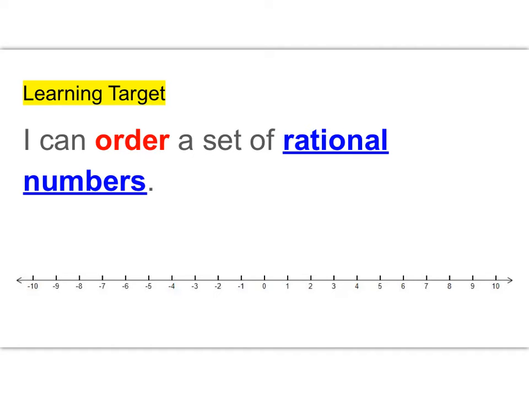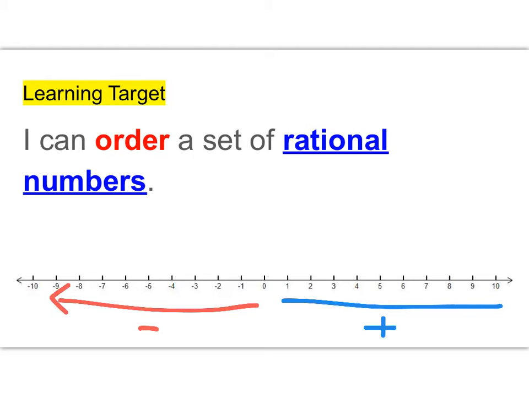What I want you to remember from our previous lesson is that everything to the right is a positive number and everything to the left is a negative number. Remember, we need to change our thinking when we're talking about negative rational numbers. The further away from zero it is, going to the left, the least amount of value it has. So negative 8 is less than negative 1.